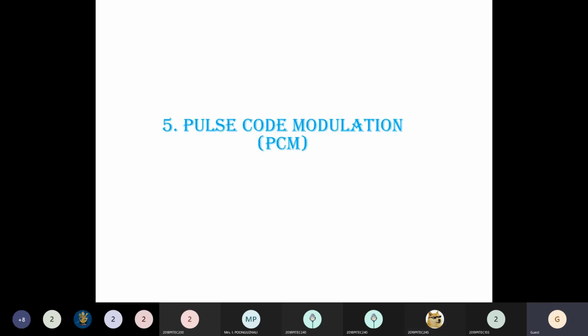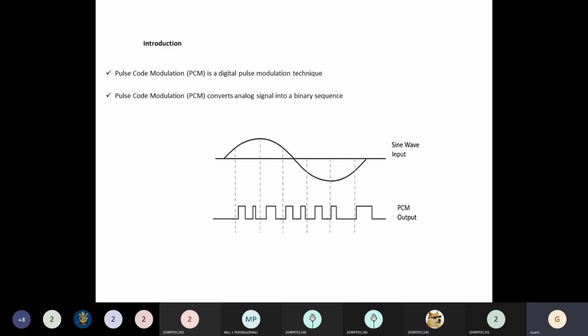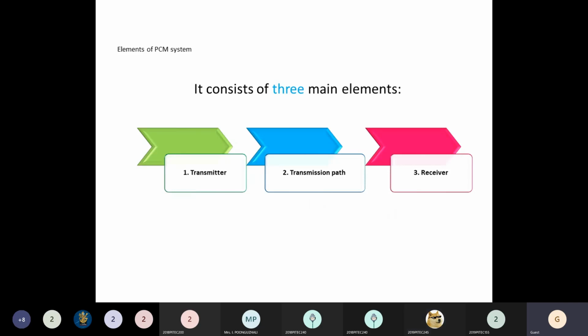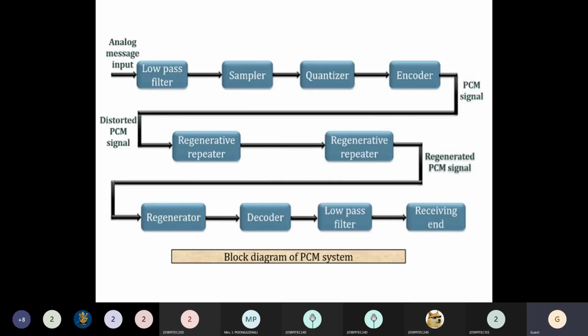Then we have pulse code modulation, PCM. Simply, it is a digital pulse modulation technique that converts an analog signal into a binary sequence. So the important thing to remember is that PCM converts an analog signal into a binary sequence. The main elements present in PCM are the transmitter, transmission path and receiver. This is the general block diagram of our PCM system.